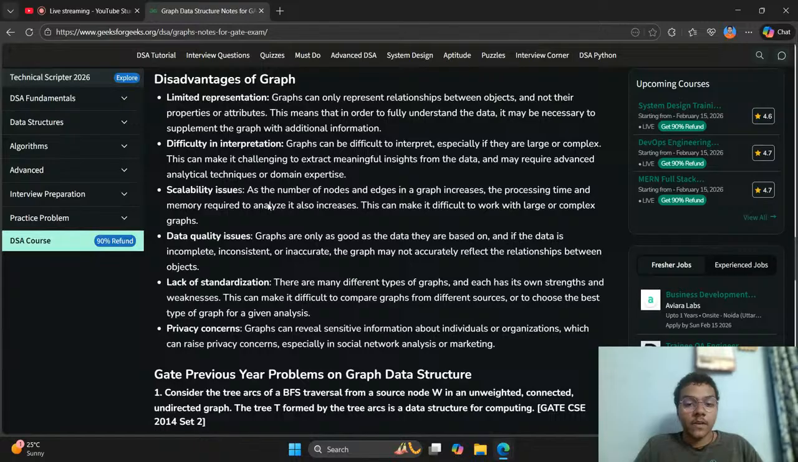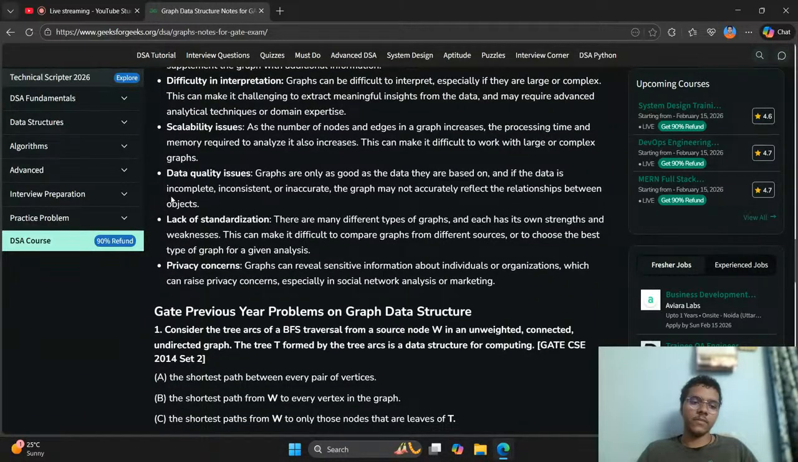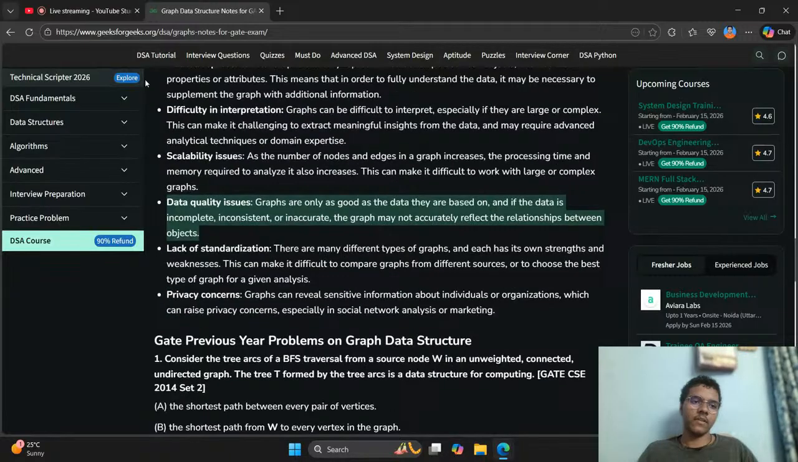Scalability issues: as the number of nodes and edges in the graph increases, the processing time and memory required to analyze it also increase. This makes it difficult to work with larger, complex graphs. Data quality issues: graphs are only as good as the data they are based on, and if the data is incomplete, inconsistent, or inaccurate, the graph may not accurately reflect the relationships between objects. This is actually true for any data structure, not just graphs. So it is not a drawback of graphs alone, it is a drawback of the entire data.